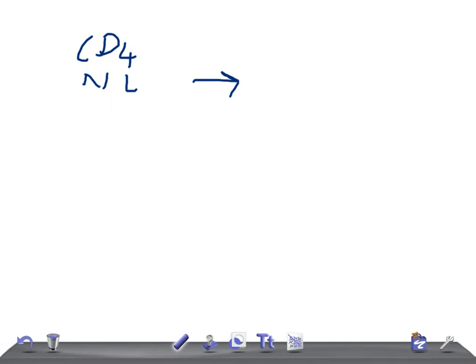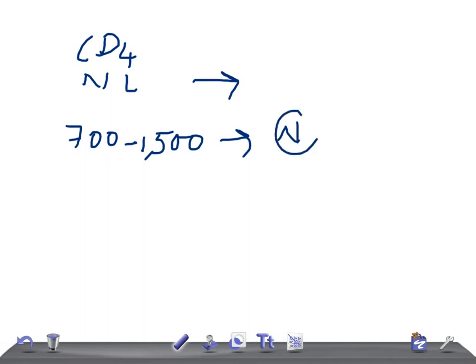In the CD4 count, if the cell count is from 700 to 1500, we call it normal. Okay guys, if the levels are below 500, that's 200 to 500, then the diseases we can expect, especially in HIV patients, are seen with this kind of CD4 cell count.